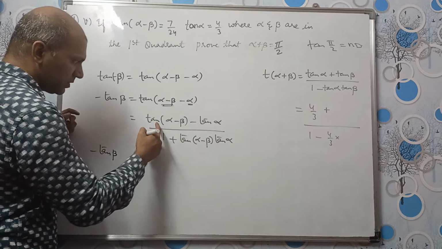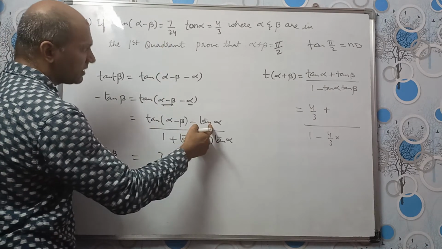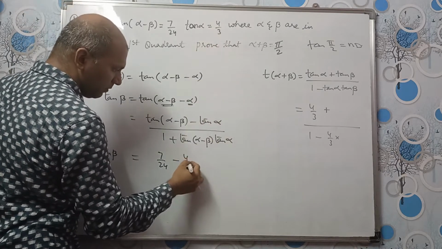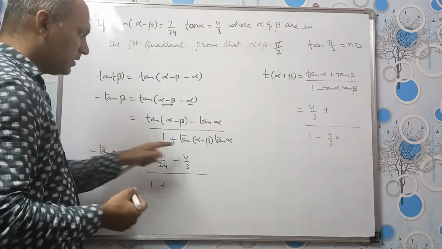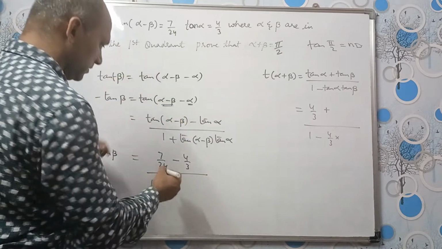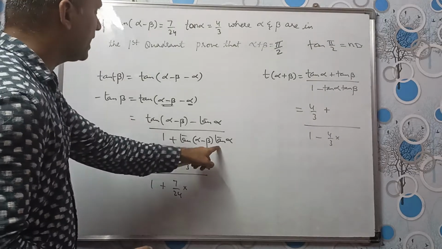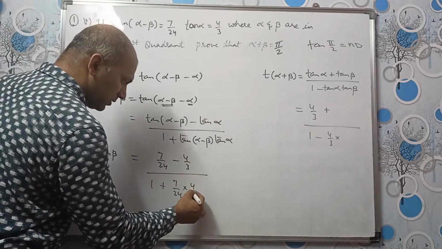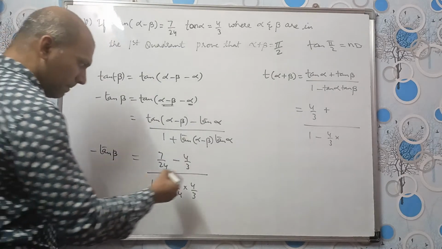Minus tan beta. Tan alpha minus beta is how much? 7 by 24 minus tan alpha, where tan alpha is 4 by 3, divided by 1 plus 7 by 24 multiplied by tan alpha, which is 4 by 3. So this is 4 by 3. Okay. Let us find its value.